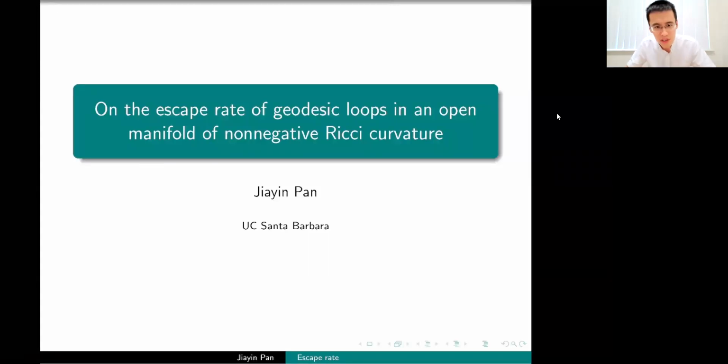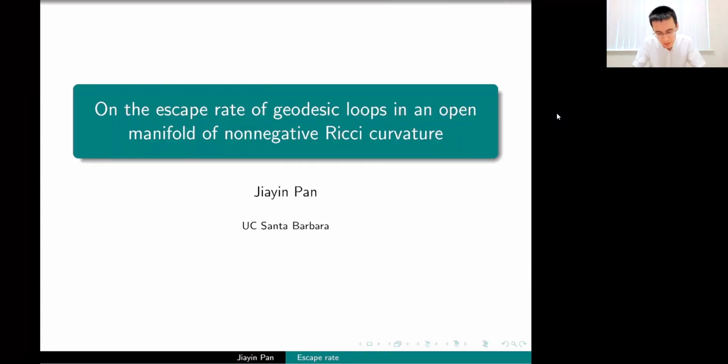It's my pleasure to give a talk at this virtual workshop. Today my topic is the escape rate of geodesic loops in an open manifold of non-negative Ricci curvature. Here is a new terminology, escape rate, that I'm going to explain later.